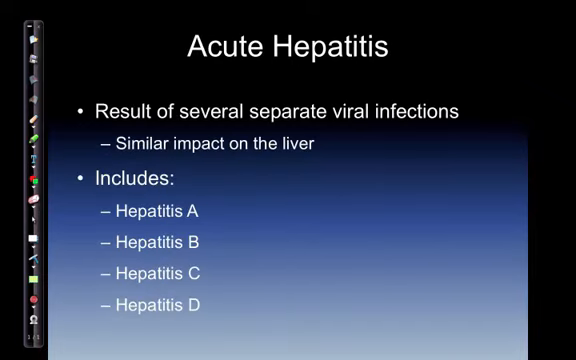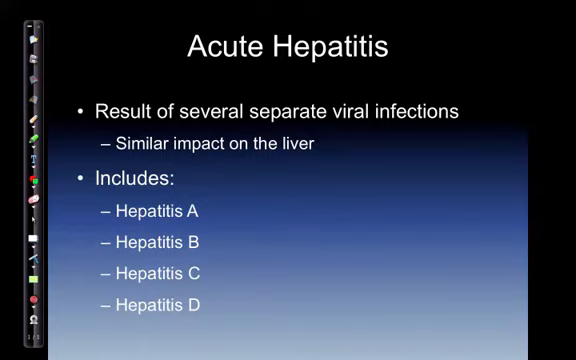Acute hepatitis results from several separate viral infections with a similar impact on the liver, and they include hepatitis A, which is transmitted via the fecal-oral route and is most prevalent in developing countries with poor sanitation and wastewater treatment. Hepatitis B is transmitted via either blood or bodily fluids. It's a big concern for paramedics. BSI would always be a consideration in this.